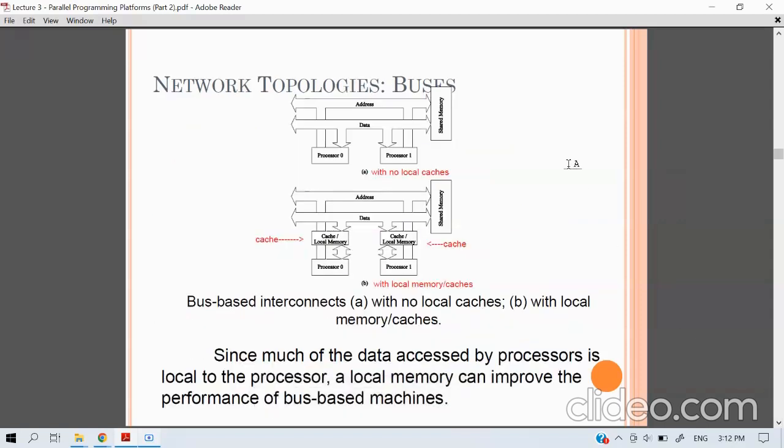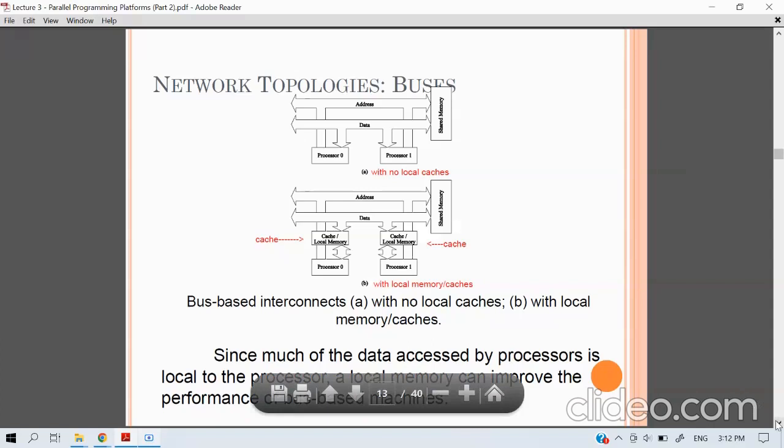So this is the diagram for the bus. A, bus with no local cache. B, bus with local memory or cache. Since much of the data accessed by a processor is local to the processor, a local memory can improve the performance of bus-based machines. So comparing A and B, B is better because B is using the local memory or cache.